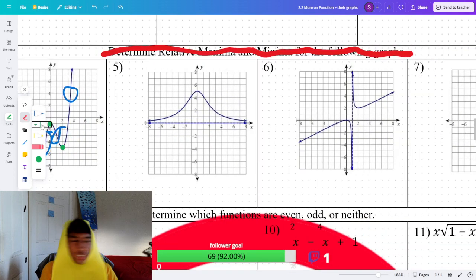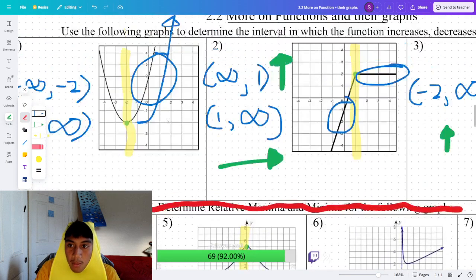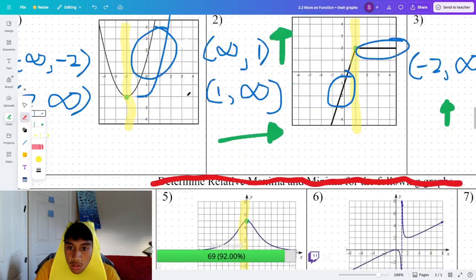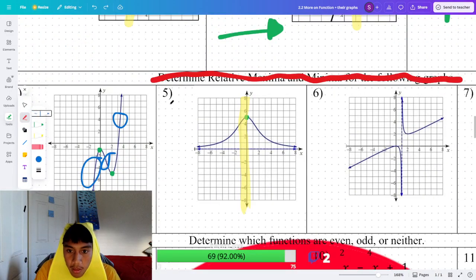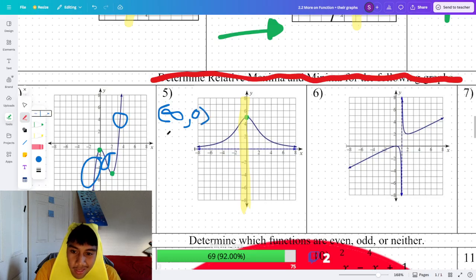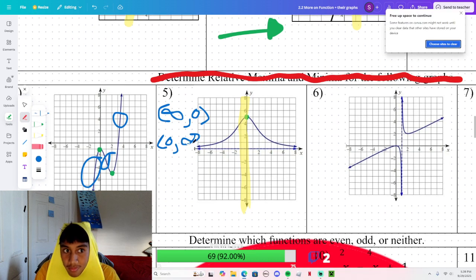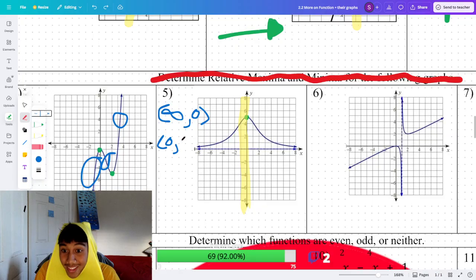Question number 5. This is the last question of the day. Banana Joe's going to plot our point of change again, and we're going to highlight it. So we see it's actually kind of similar to the parabola here at number 1. So we'll just knock this out. We'll start with infinity up until what seems to be 0. And then, again, starting where we left off, 0 onto, you guessed it, negative infinity.